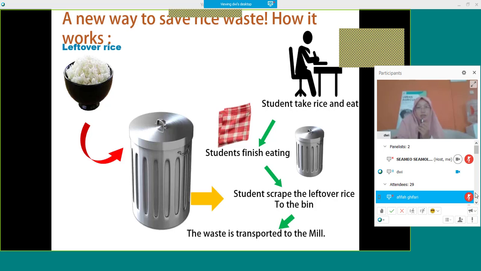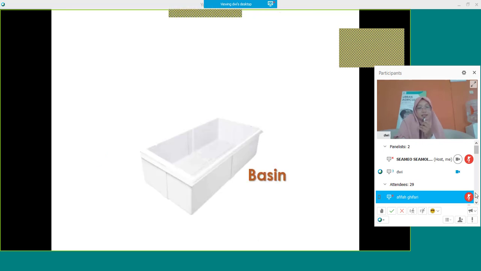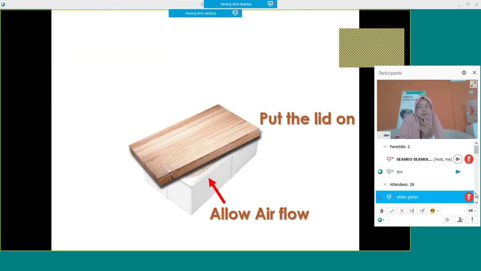Student take rice and eat that, and then student finish eating. And students scrape the leftover rice into the special bin that we provide, and then the waste is transported to the mill. And then we can wash the leftover rice and we aerate it. We prepare the basin and we put the leftover into the basin and then put the lid on.